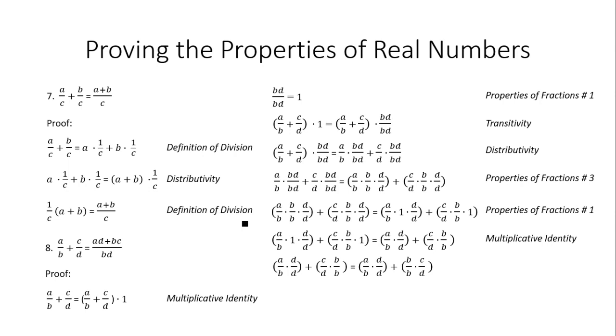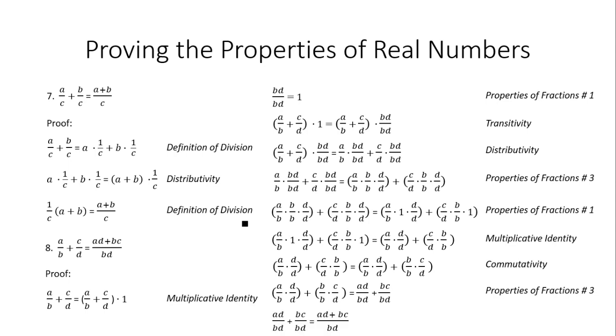By commutativity, we interchanged c over d and b over b. By properties of fractions number 3, we multiplied the fractions. And then by properties of fractions number 7, we combined these two fractions of the same denominator into one fraction, thus proving the property. And that wraps our first lesson on this video.